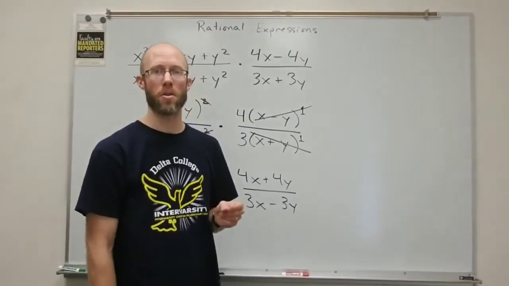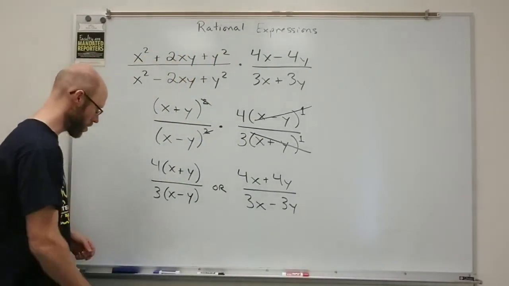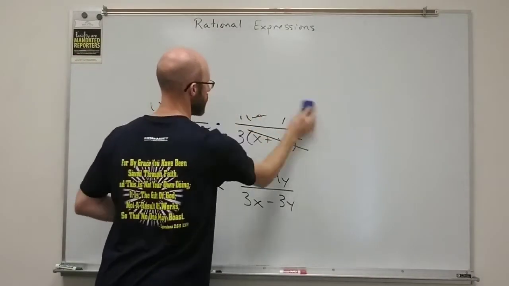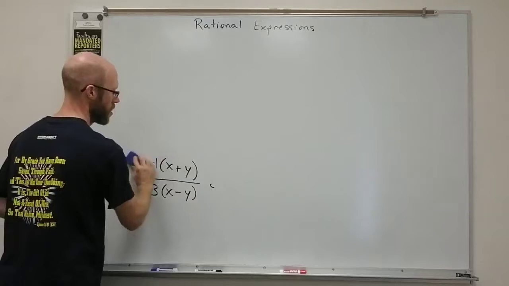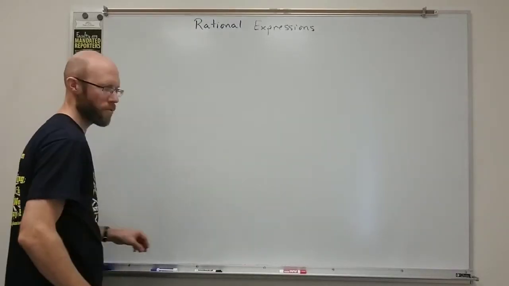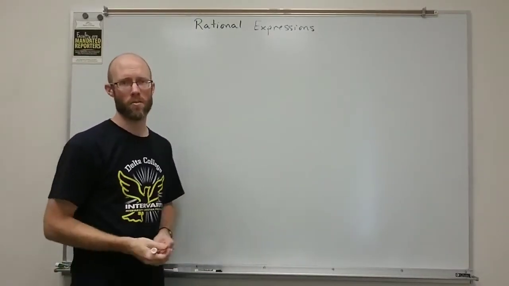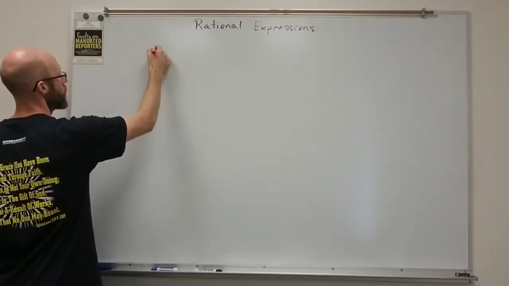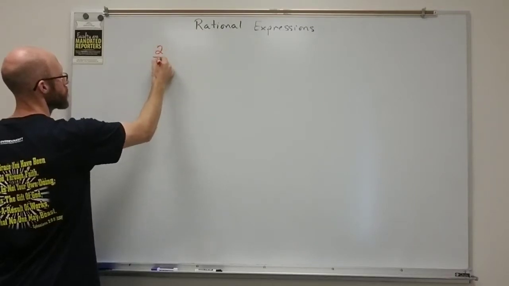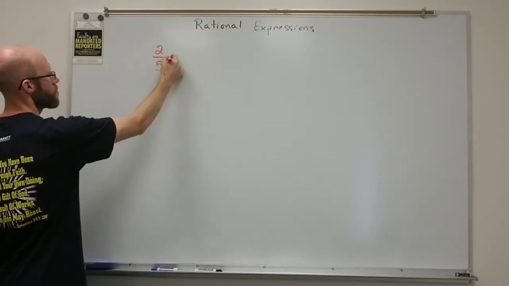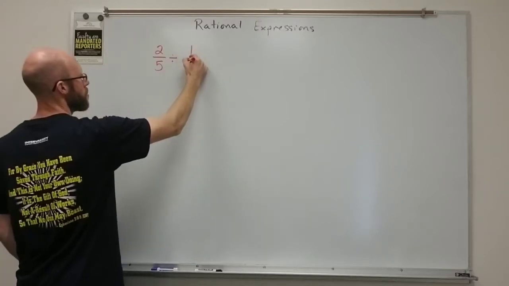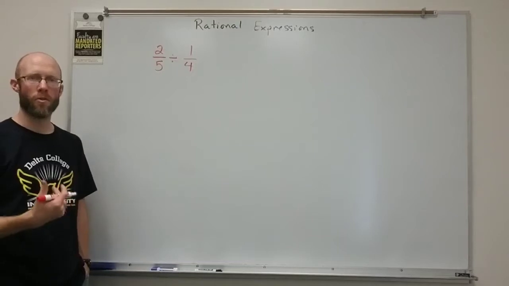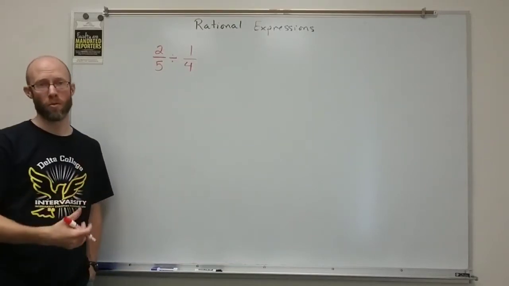That's good for multiplying, I think, but let's now look at division a little bit. Division with numbers, remember, is not that far off from multiplying. So, like if I had, let's see, 2 over 5, and I was dividing that by 1/4, well, dividing by 1/4 is the same as multiplying by 4 over 1, right?